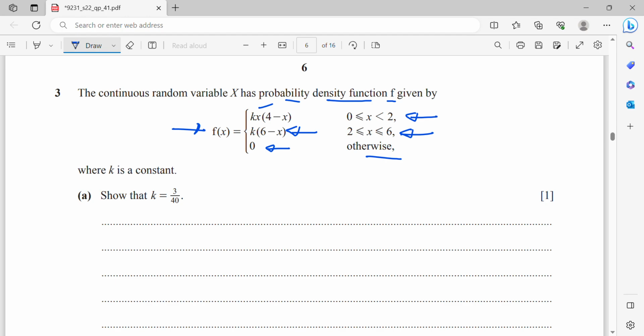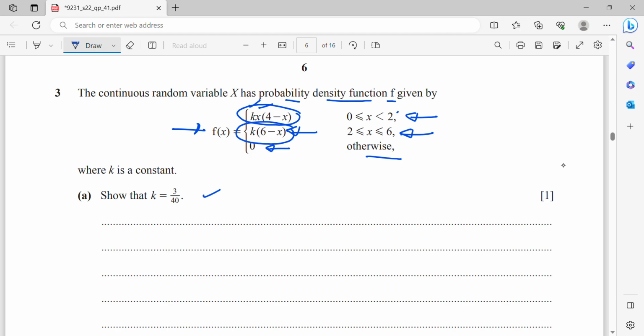So for a, we need to show that k equals 3 over 40. Okay, so we need to apply the theorem that the total probabilities will be 1. Okay, probabilities is counted using integration. So from here, I will integrate the first function from 0 to 2 plus the second function, integrate the second function from 2 to 6, and let it be 1.